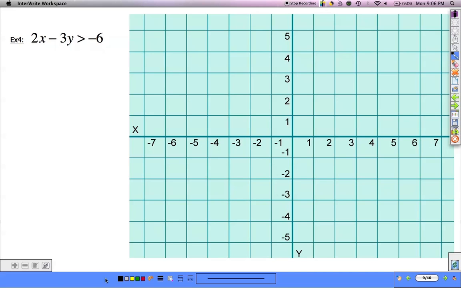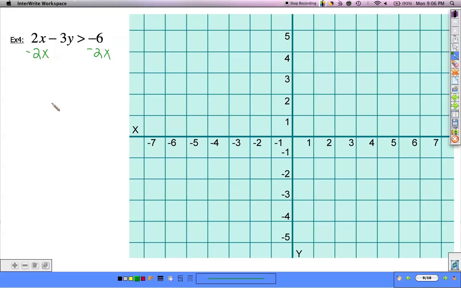So let's see. Our first step, of course, is to write the inequality in slope-intercept form. So we want the y by itself, sort of like y equals mx plus b. So our first step in getting y by itself is going to be to move the x term. So I have 2x here. To get rid of 2x, I'm going to subtract 2x on both sides of my inequality.